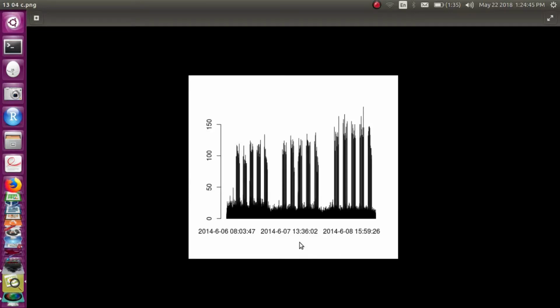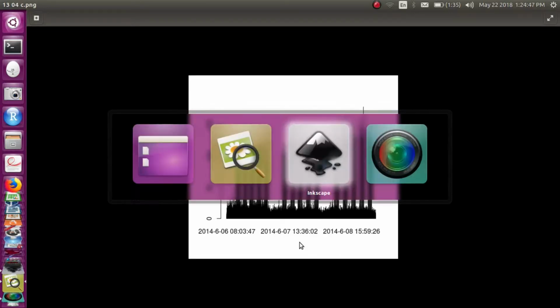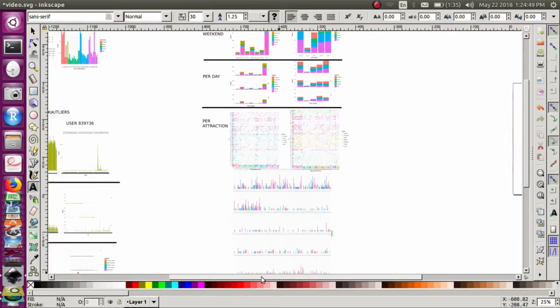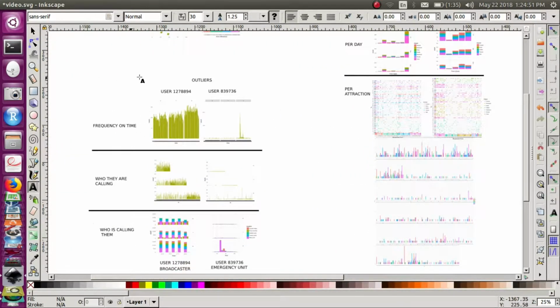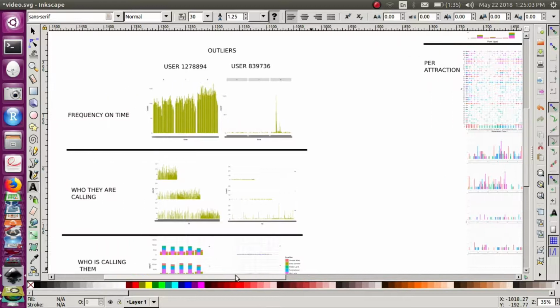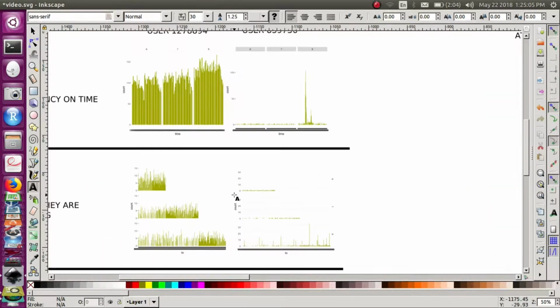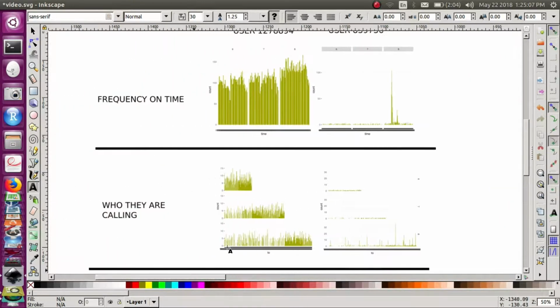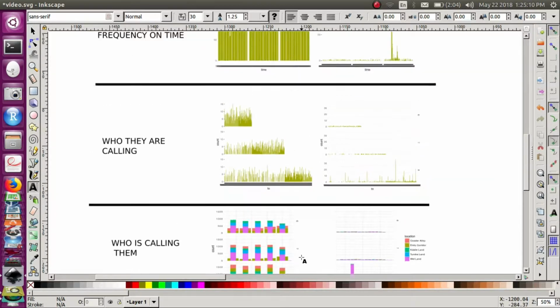The following plots will show information for both IDs at different levels: time of call, SON, the receiver of the calls, and the senders of the calls. The users are 1278894 and 839736. Here we see time and SON of calls sent, to whom they are calling, and who is calling them. These are the interesting things.